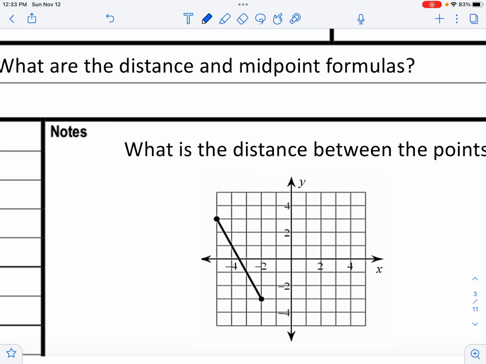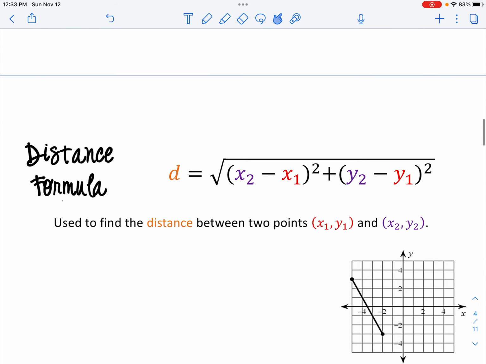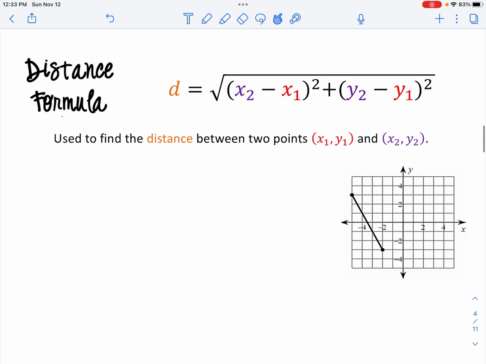And we can use something called the distance formula, which is a modification of the Pythagorean theorem. And it looks kind of scary at the start. So this is the distance formula. D is equal to the square root of (x2 minus x1) squared plus (y2 minus y1) squared. And this is used to find the distance between two ordered pairs. So 2 points in space.